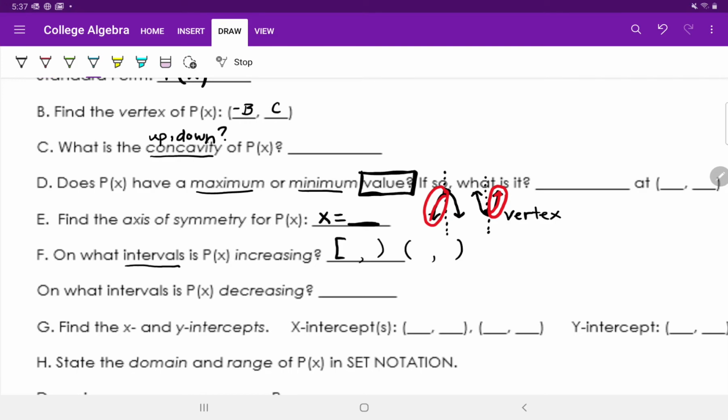Now I'm going to use blue to show you decreasing. The right-hand side of a downward-facing parabola is decreasing. It's going in a downward direction as I go to the right. And then in a concave up parabola, as I trace this from left to right, my pencil's going in a downward direction. So I'll do decreasing in blue, increasing in red. Make sure you write these in interval notation.